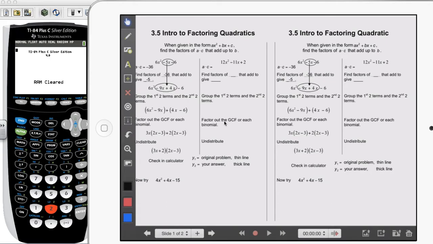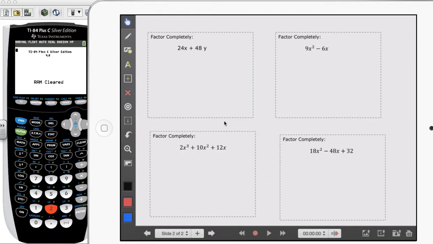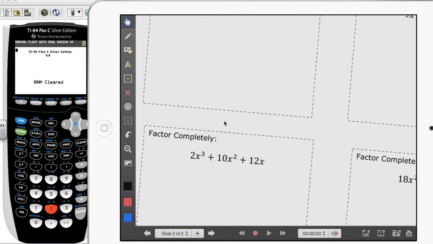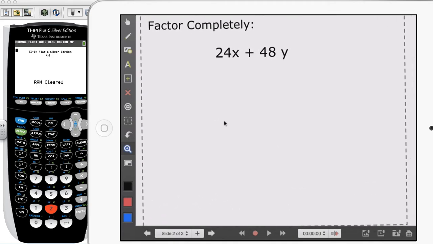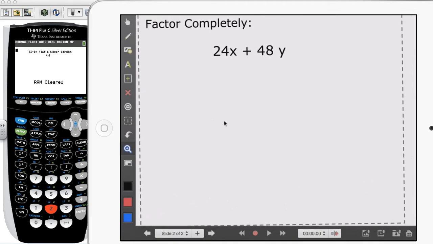Today we'll be working on lesson 3.5, Introduction to Factoring Quadratics, and I'm going to be working on this page with you. This lesson we're going to be factoring. So basically when I say factoring, I mean try to rewrite this in factor form. It means at the end you have to end up with two different factors in parentheses.